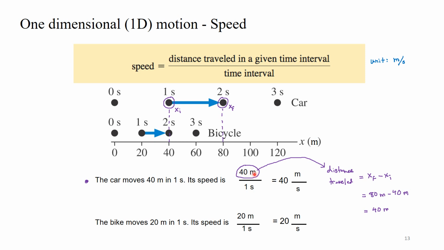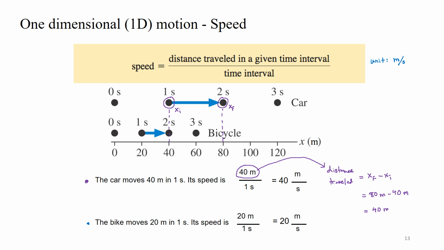And we get that as we have seen in the calculation here. You divide 40 meters, so you carry the unit of meters with the distance. You divide by 1 second, so second is the unit of time, meter is the unit of distance. You divide them, you get meters per second. All right, so the speed of the car is 40 meters per second.